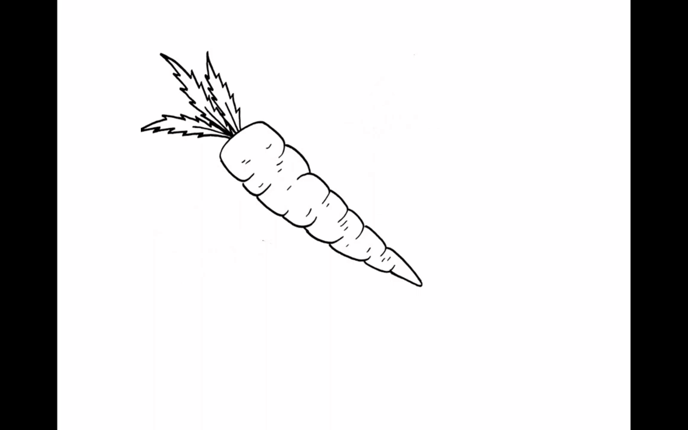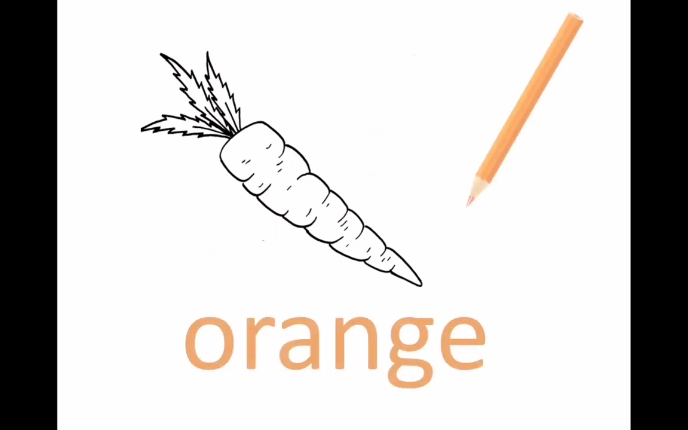Number 5. What is this, class? This is a carrot. What is the color of the carrot? The carrot is orange.